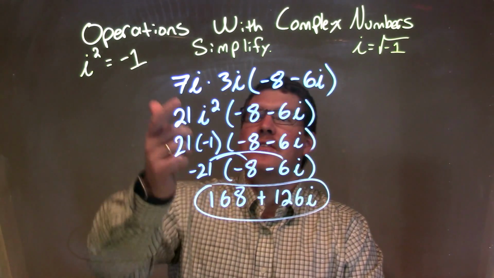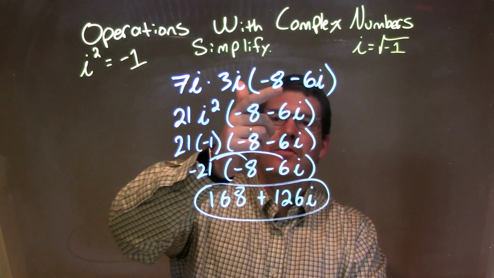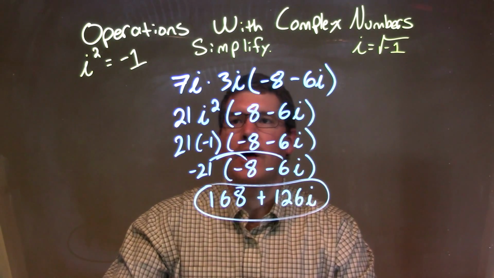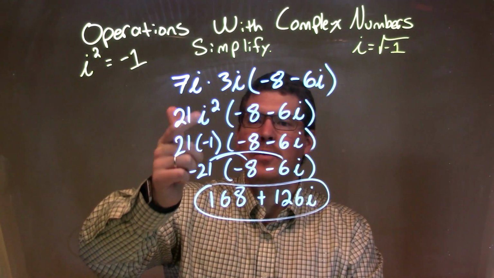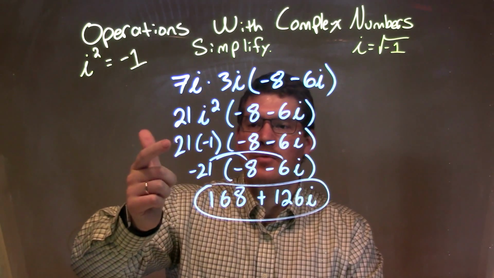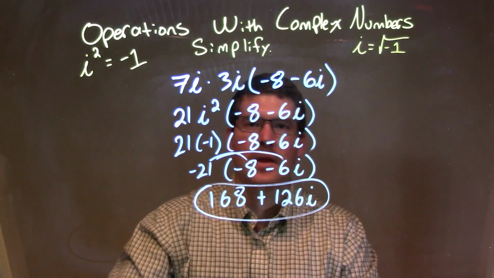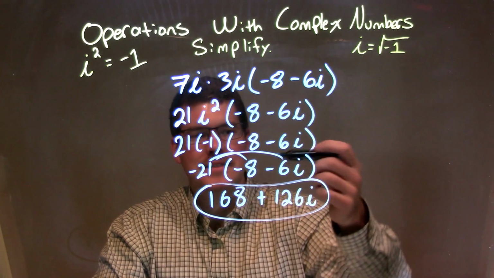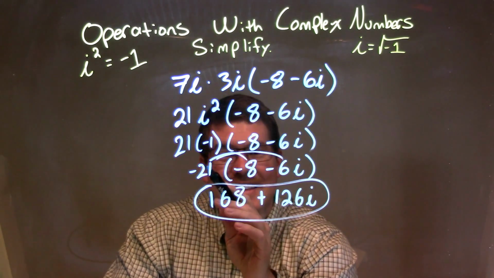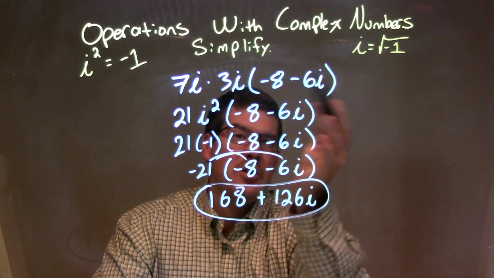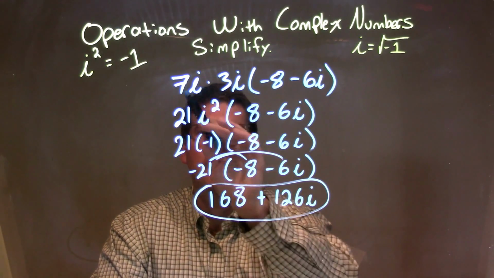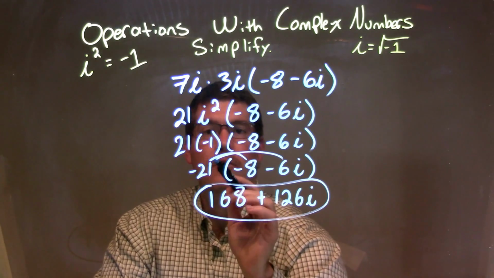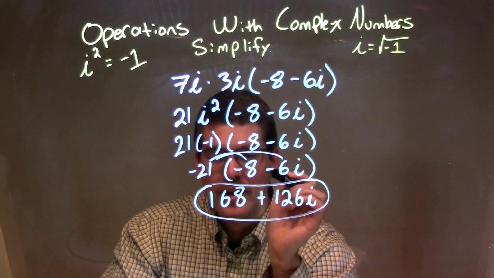So let's recap. We're given 7i times 3i times negative 8 minus 6i. Well, I multiplied first 7i times 3i to get 21i squared, which i squared became a negative 1, and then negative times 21 became a negative 21 out front. I brought down the negative 8 minus 6i the whole way. At this point, I distributed. Now, I could have distributed earlier if I wanted to make it more complex and multiply it a second time. I found it easier to simplify that outside part first before I distributed it in.